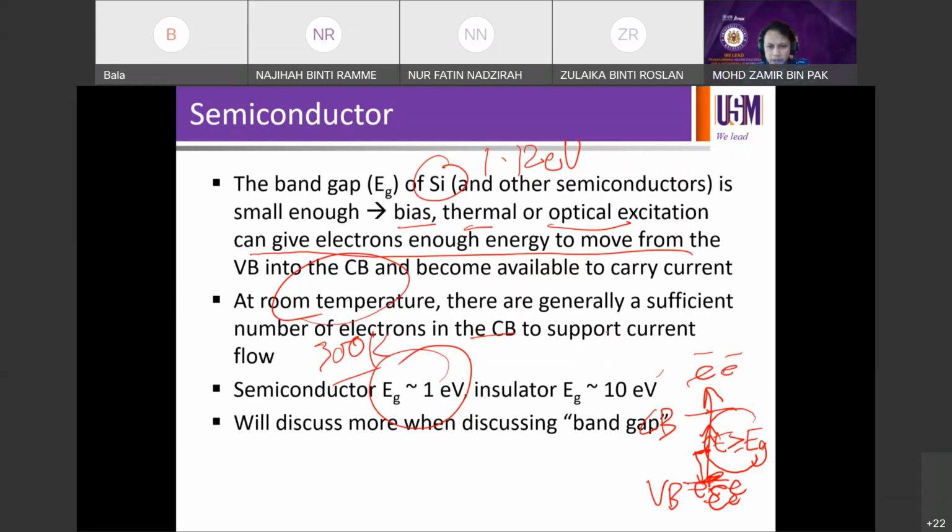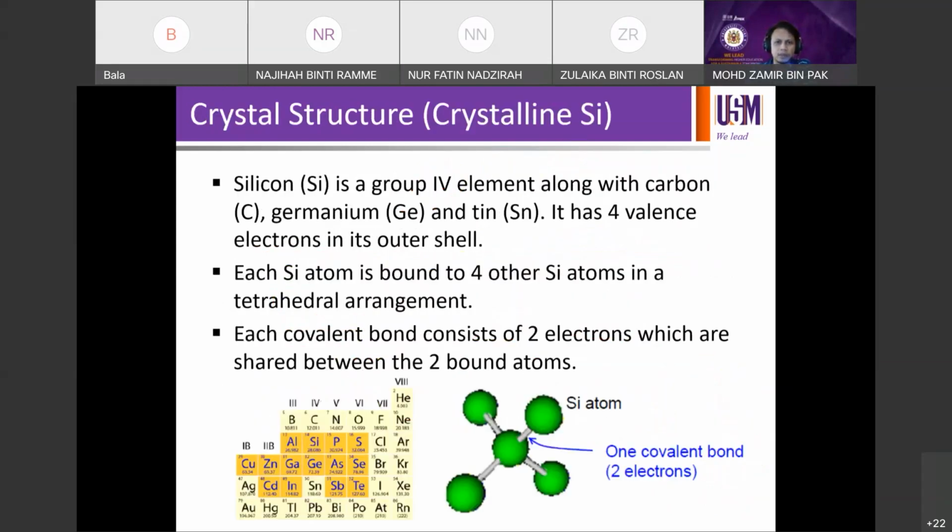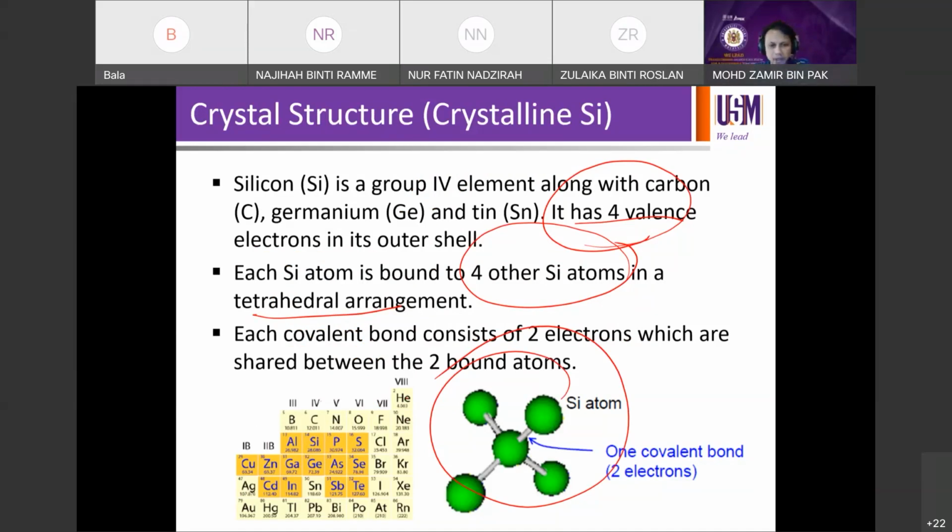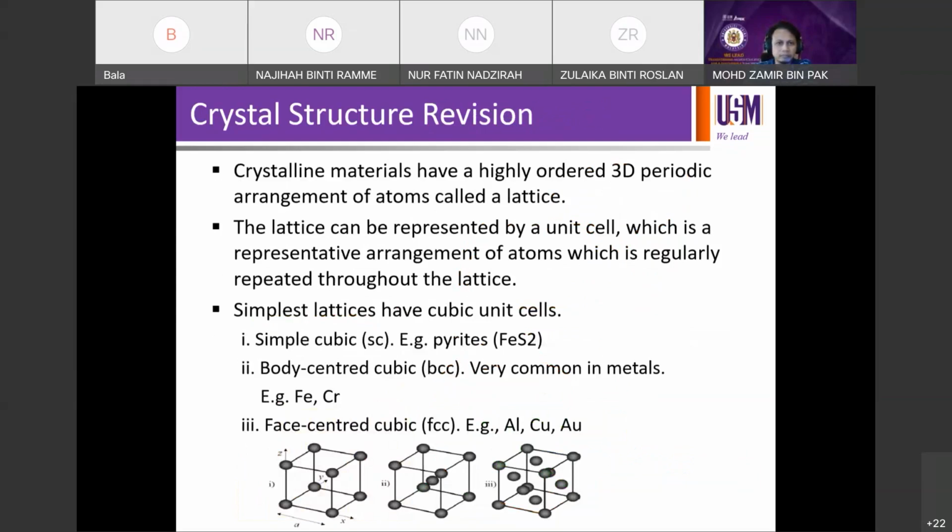If you talk about insulators, they are typically big, right? So we'll discuss more when we discuss the concept of band gap later on. This is just an introduction. Silicon is a group 4 element along with carbon, germanium, tin, with 4 valence electrons. You've learned about this. That means the 4 valence electrons are bonded to 4 other silicon atoms in a tetrahedral arrangement, just like this. So each electron is bonded to another adjacent electron from the silicon atoms, right?